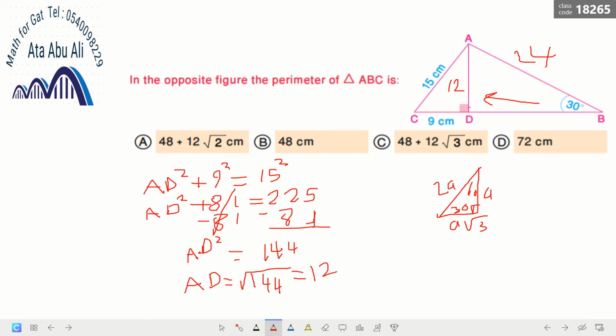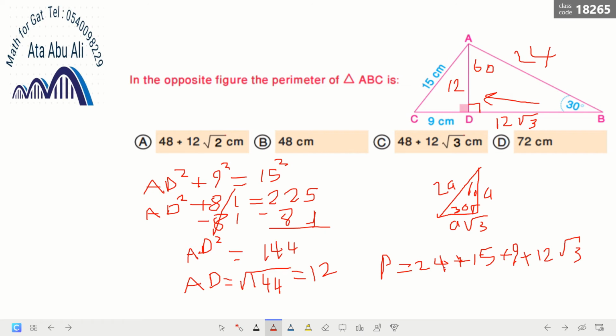And this is 30, and this is a right triangle also, so this becomes 60. So the opposite of 60 is 12 times square root of what? Of 3. Now if I want to find the perimeter, I have to add all the sides. So the perimeter is equal now to 24 plus 15 plus 9 plus 12 square root of 3.